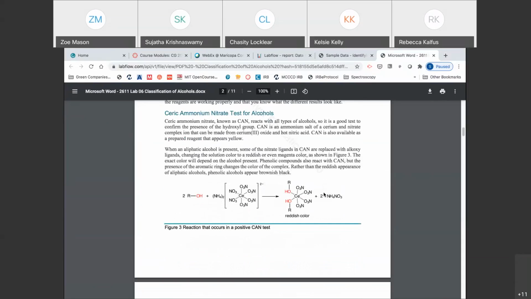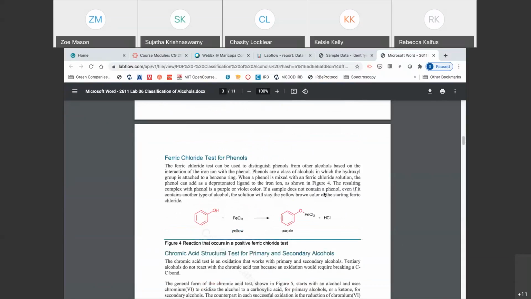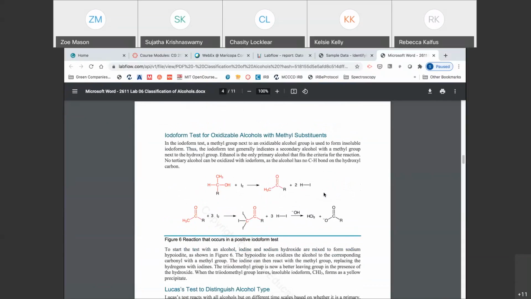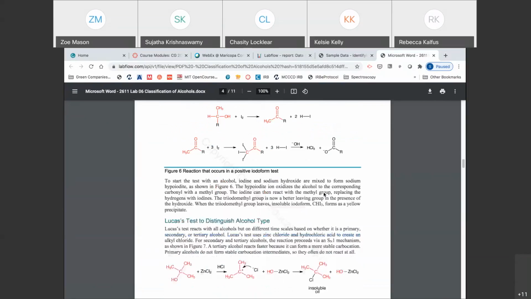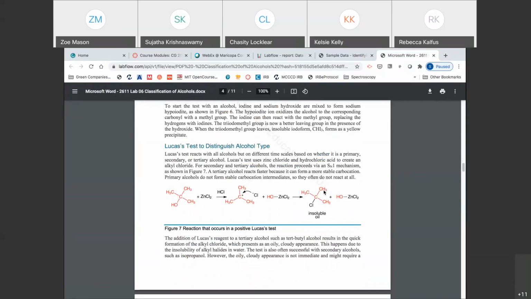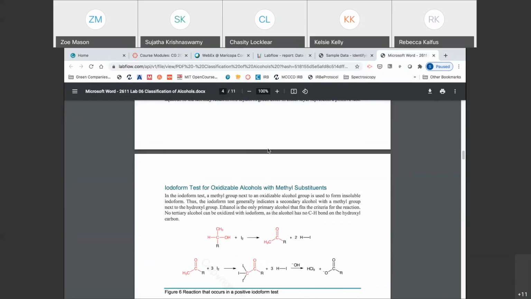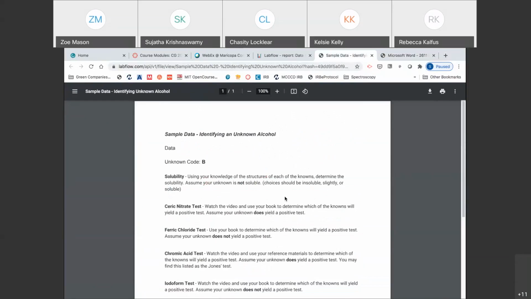So there is your ceric ammonium nitrate test. You have the ferric chloride test. This is a Jones test. Then we have the iodoform test, and I gave you the mechanism for that. We have the Lucas test, and you do have some information. That's an SN1 mechanism. That's what's really important to remember. And that's the procedure.